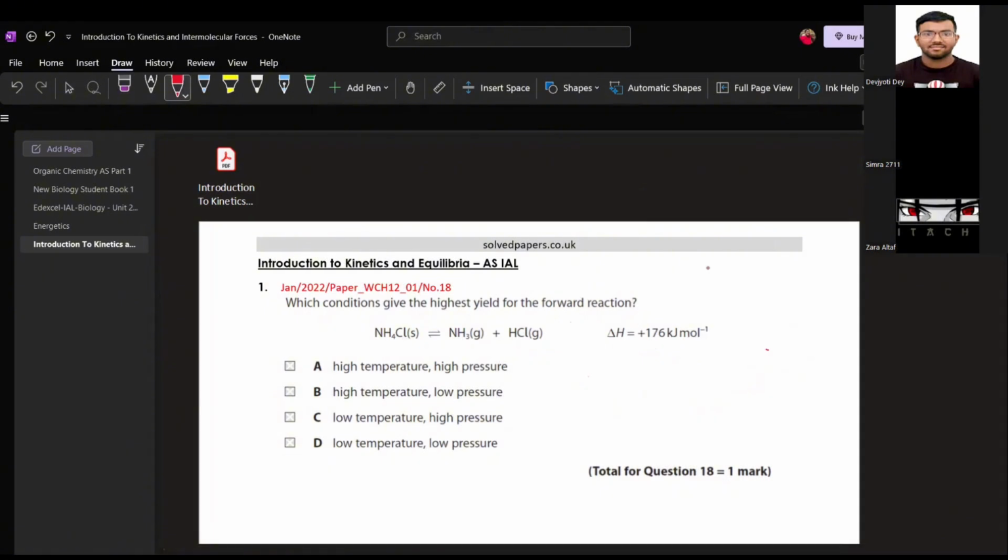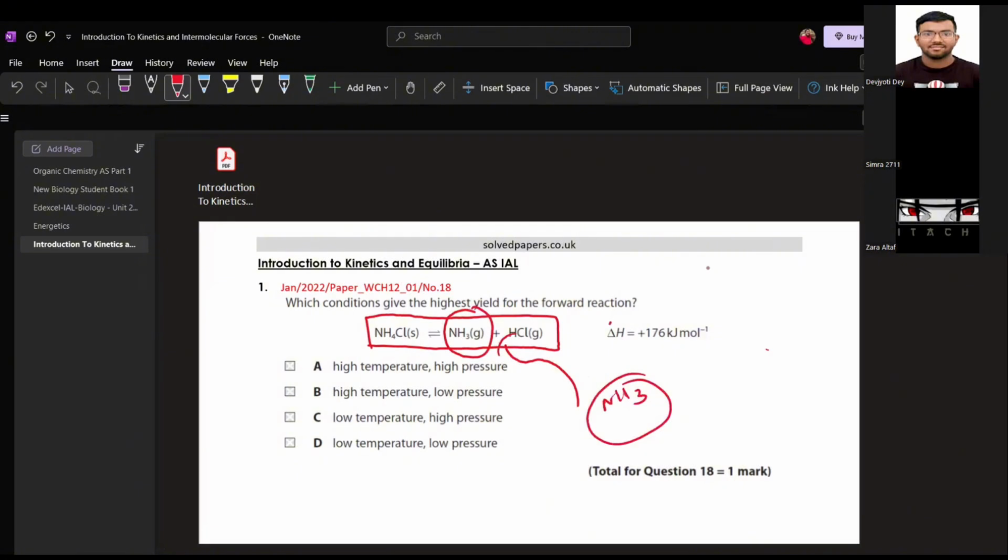I'm giving a small recap here. What is happening? Just check it out. Which conditions provide the highest yield for the forward reaction? You can very clearly see a reaction is being provided. NH4Cl gives ammonia and HCl is produced. Now, what is our desired product? Our desired product is ammonia, isn't it? And the del H value is provided.